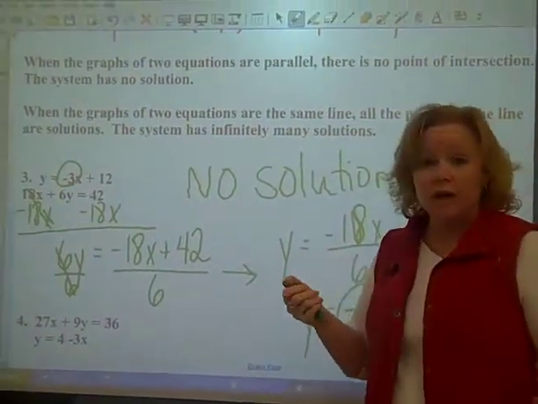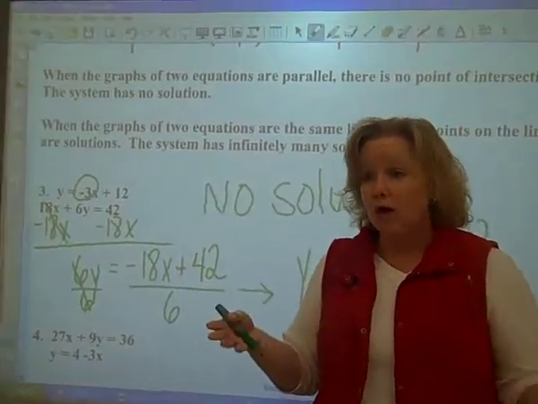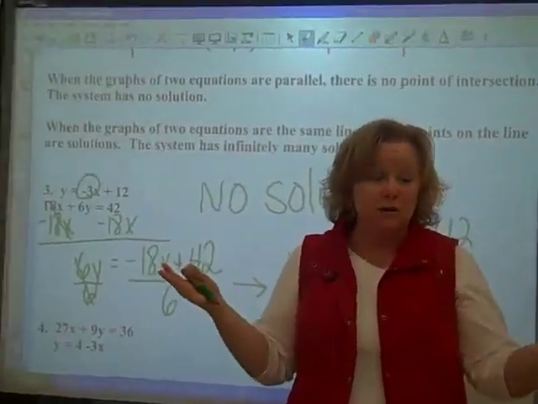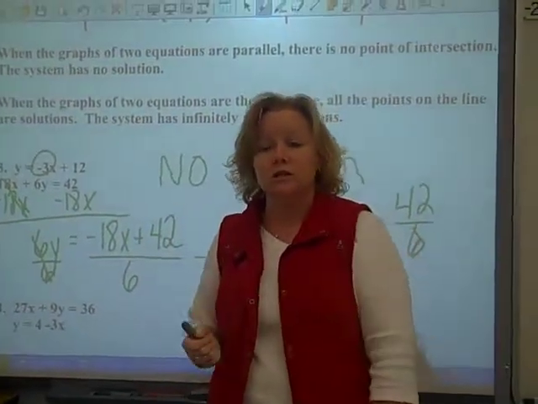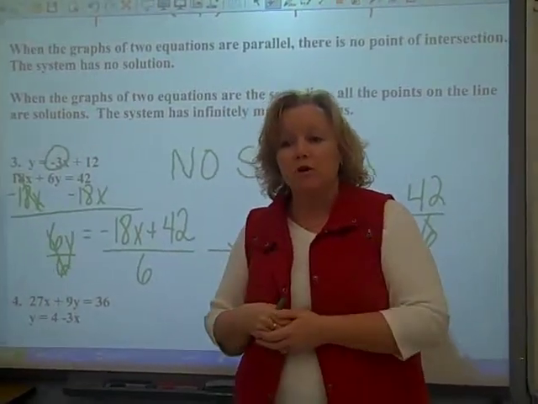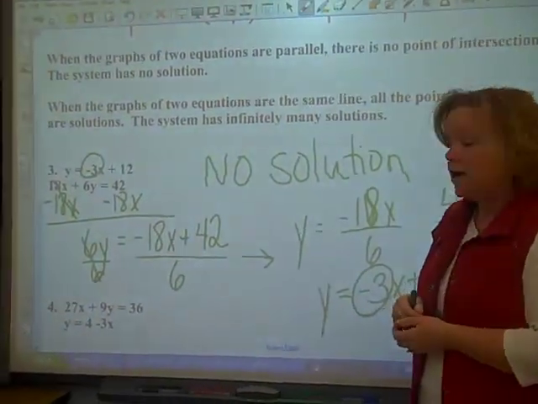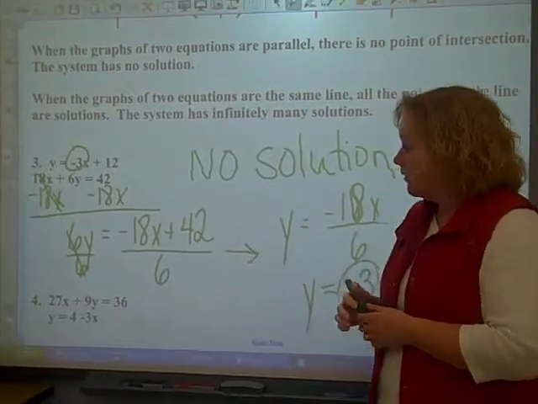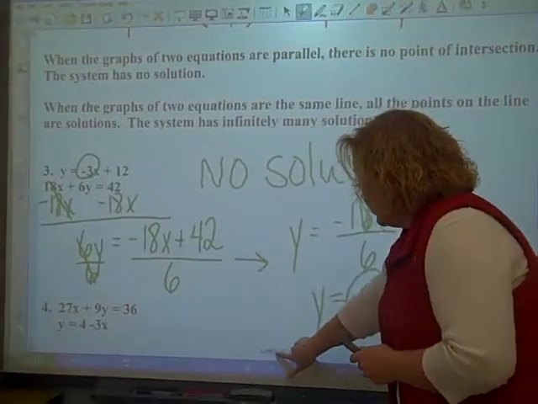Now you may not recognize that, and you may go ahead and graph them, and you're going to see there's no intersection, and you're going to go, oh, I just wasted a bunch of time. So really look at those equations, your linear equations, before you start graphing. Okay? Okay, look at number 4.